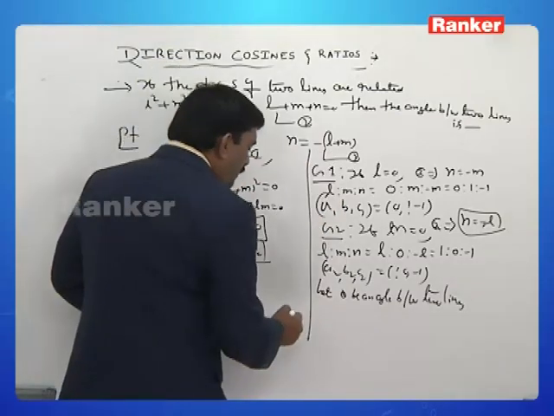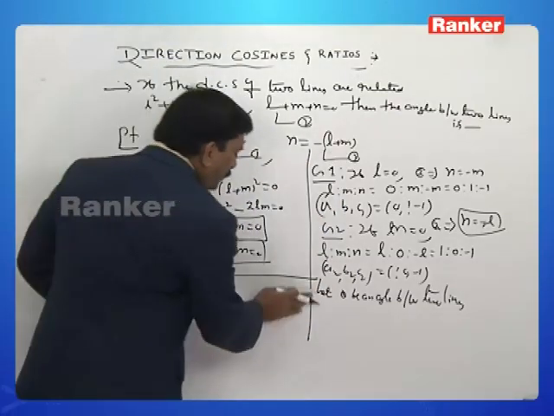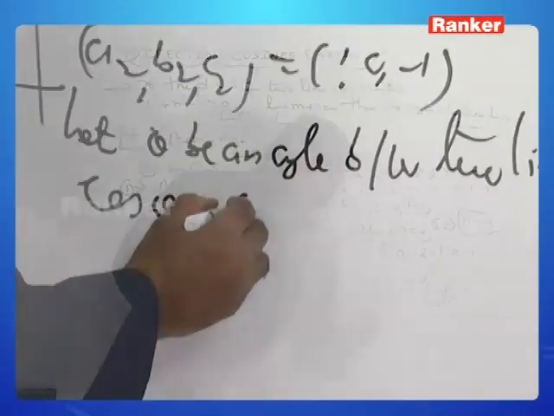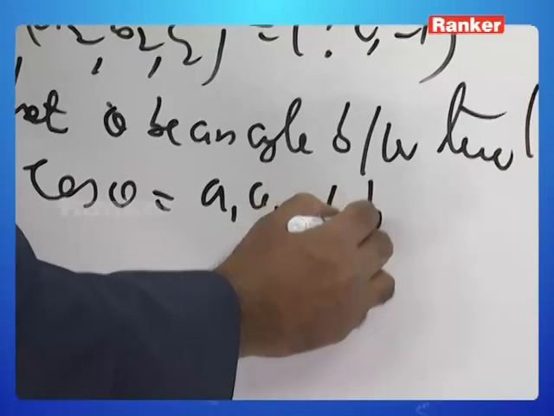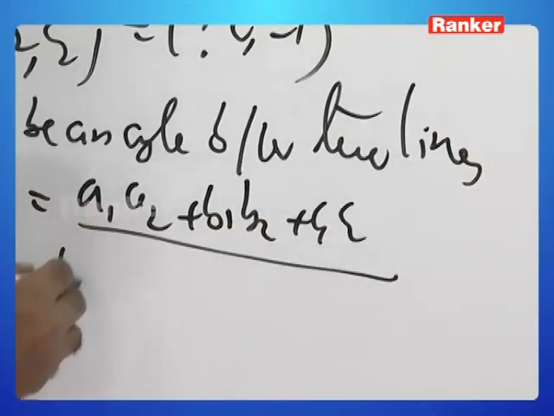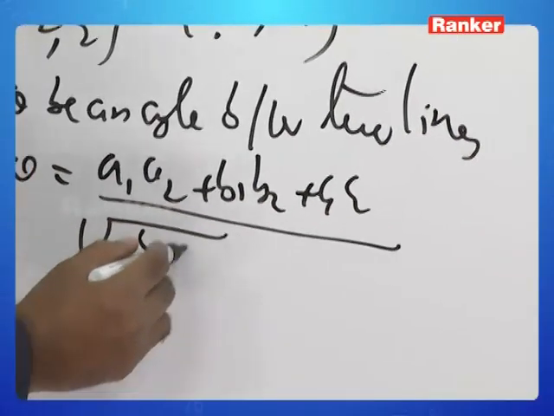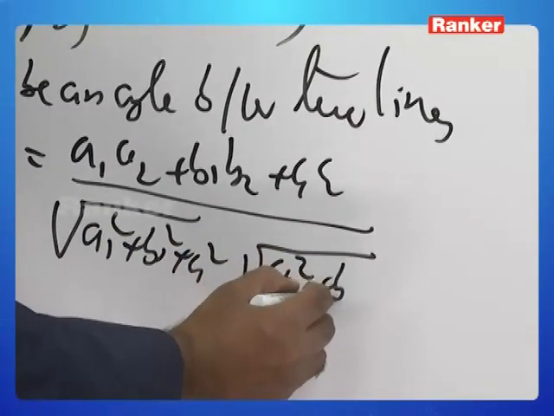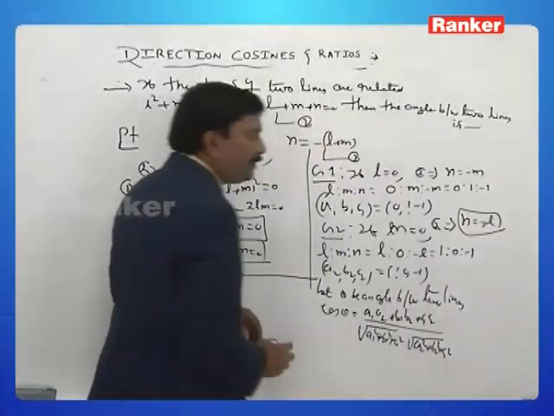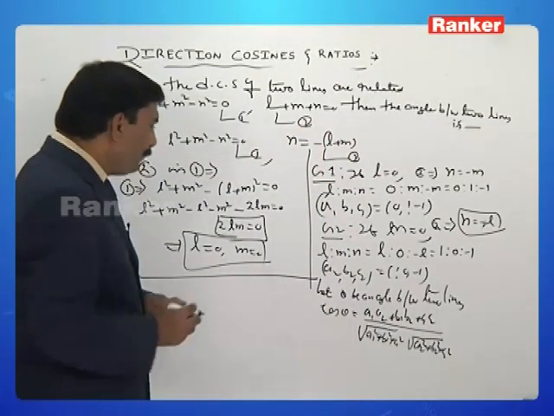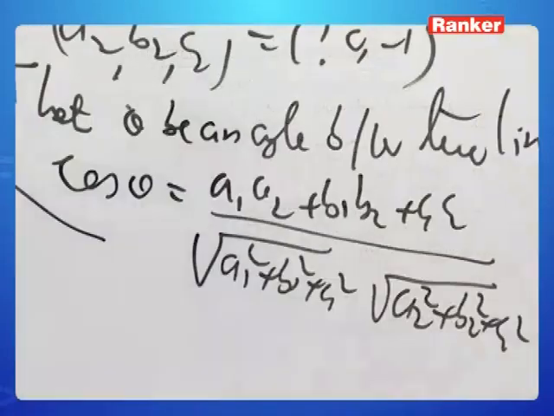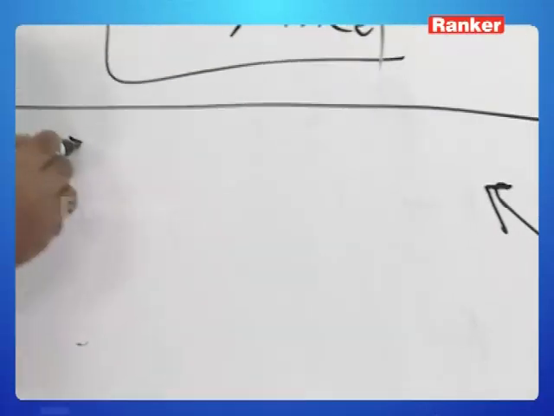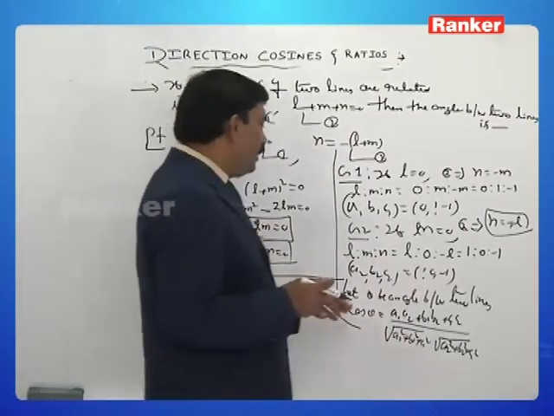Then I can write cos theta is equal to (A1 A2 + B1 B2 + C1 C2) by square root of (A1 square plus B1 square plus C1 square) into square root of (A2 square plus B2 square plus C2 square). Okay, then I can write this one as cos theta is equal to A1 A2.